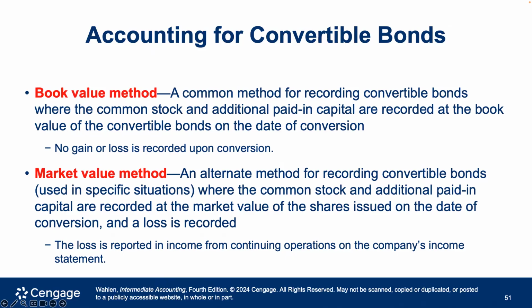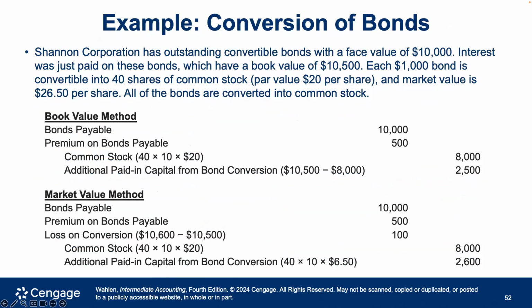With the market value method, our alternative approach here, we record the shares issued at their fair market value on the date of conversion. If the value exceeds the carrying value of the bonds, a loss is recorded, and that loss would go into income from continuing operations. There are not a lot of situations where the market value method is used.